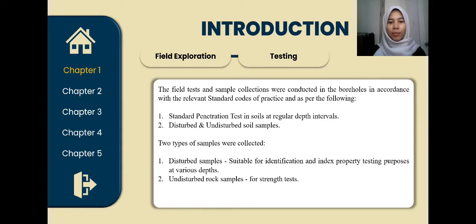So next, field exploration and testing. The location of the borehole is shown in the soil investigation data. The field tests and sample collection were conducted in the borehole in accordance with the relevant standard code of practice. First, the standard penetration test in soil at regular depth intervals and undisturbed soil samples. We collected two types of sample. First, disturbed samples suitable for identification and index property testing purposes at various depths, and undisturbed rock samples for strength tests.